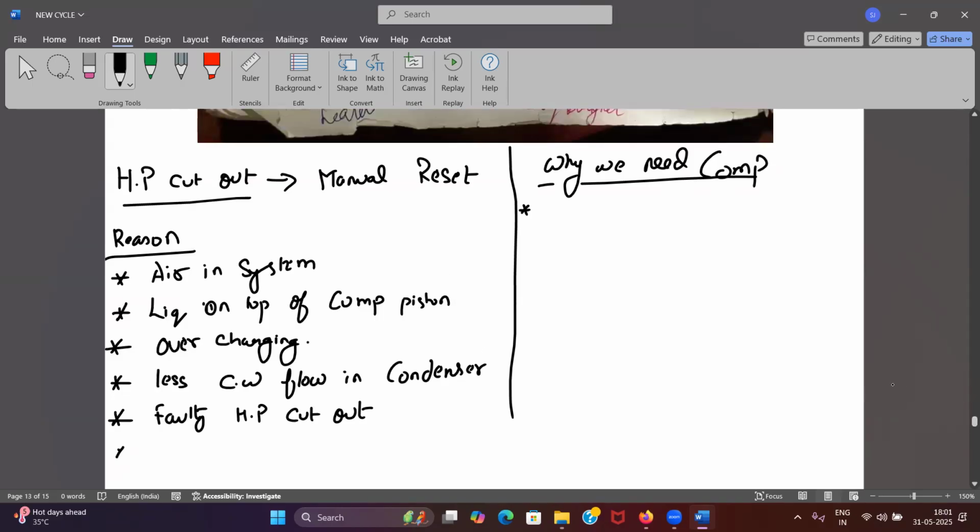Okay, why do we need a compressor? To increase the saturation pressure and temperature. The main reason is to increase saturation temperature and saturation pressure.